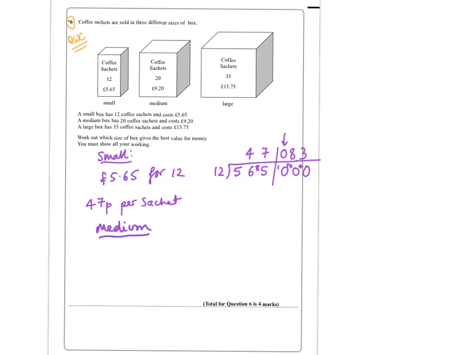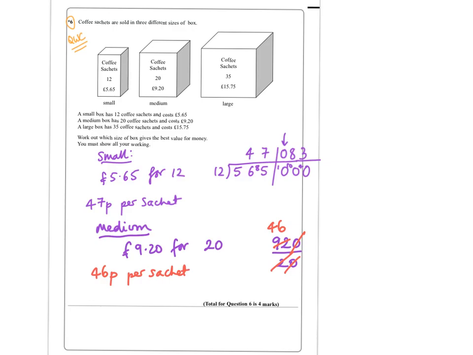And this time we've got £9.20 for 20. So that's 920 over 20, which is 92 over 2, which is 46. So we have 46p per sachet.